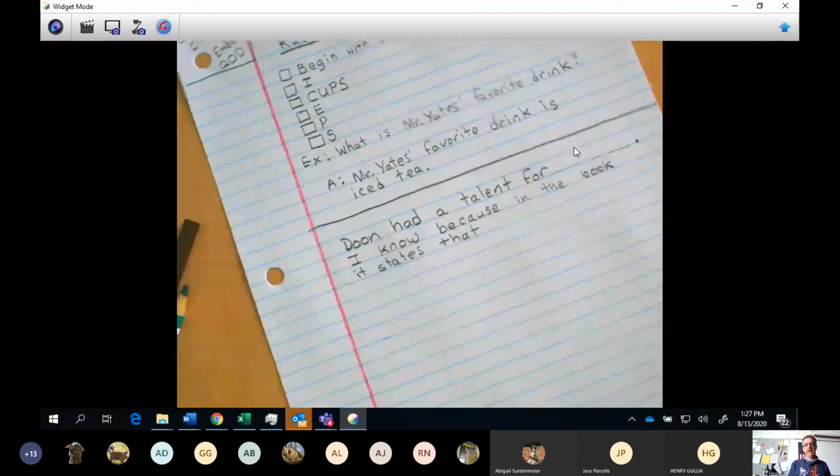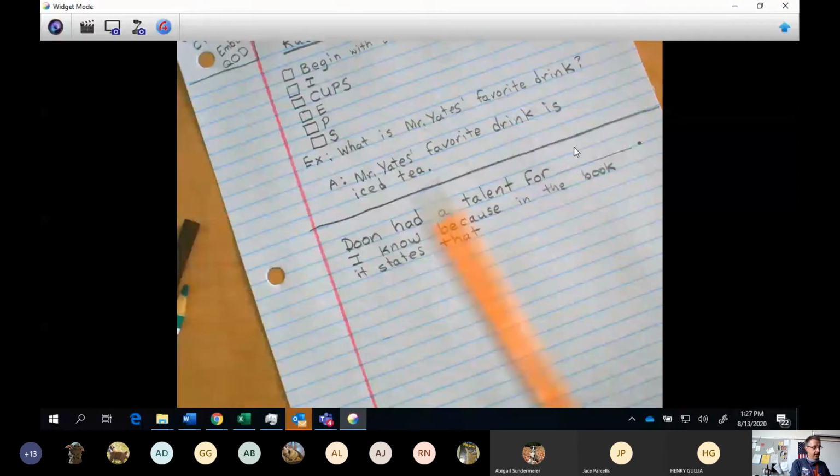So let's say Dune had a talent for singing. I know because in the book it states that, and then I want you to give me 3 examples that show Dune had a talent for singing, or Dune was really good at fixing things, or Dune was a good team player, or he was good with reading.